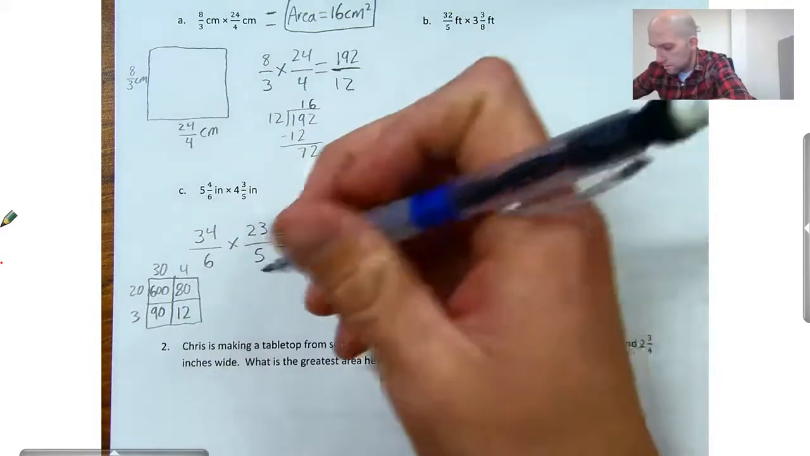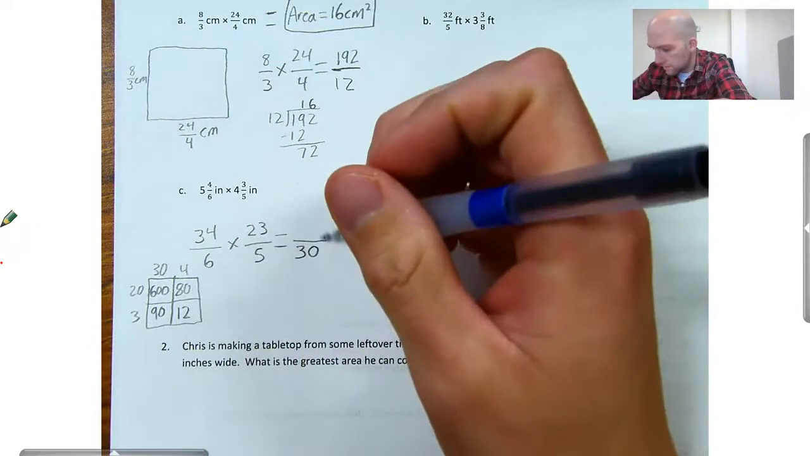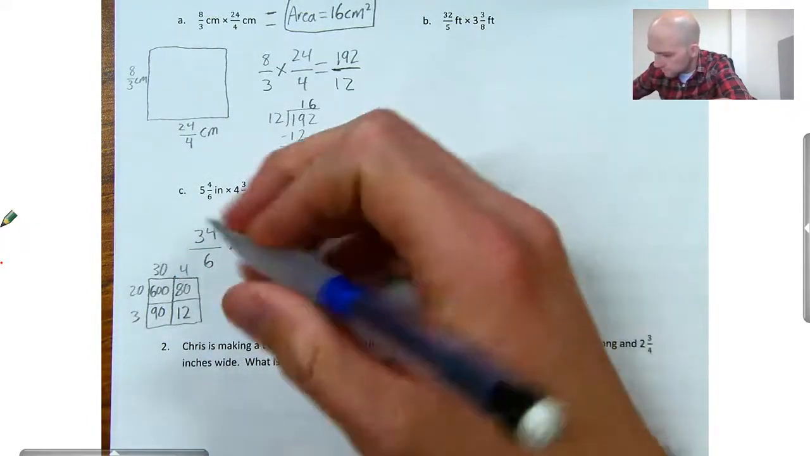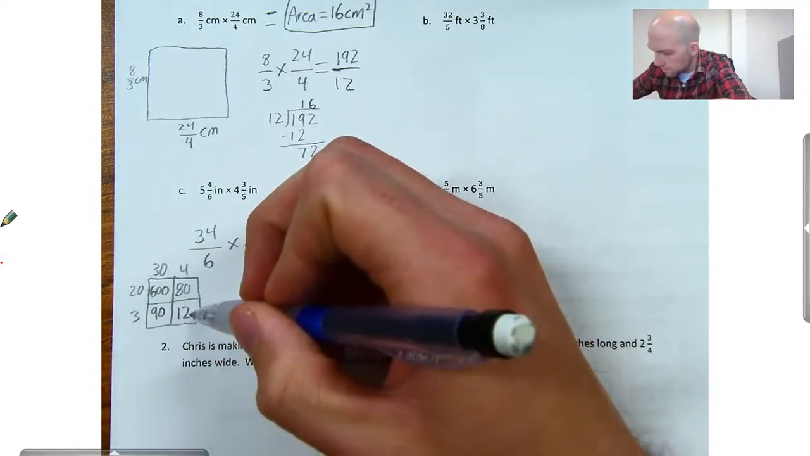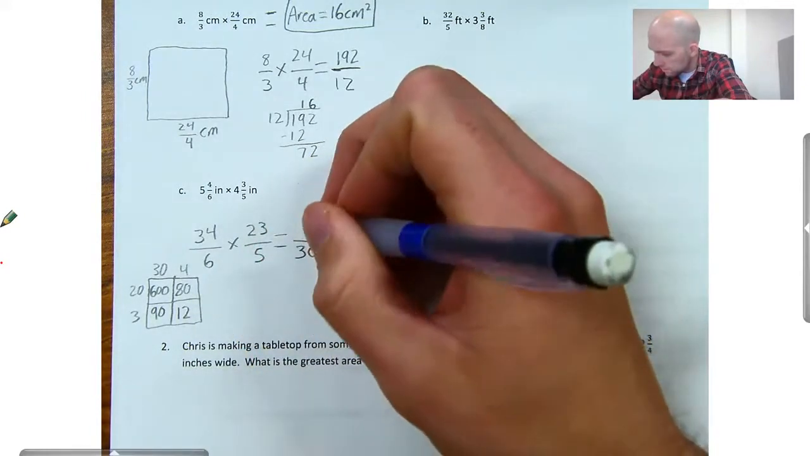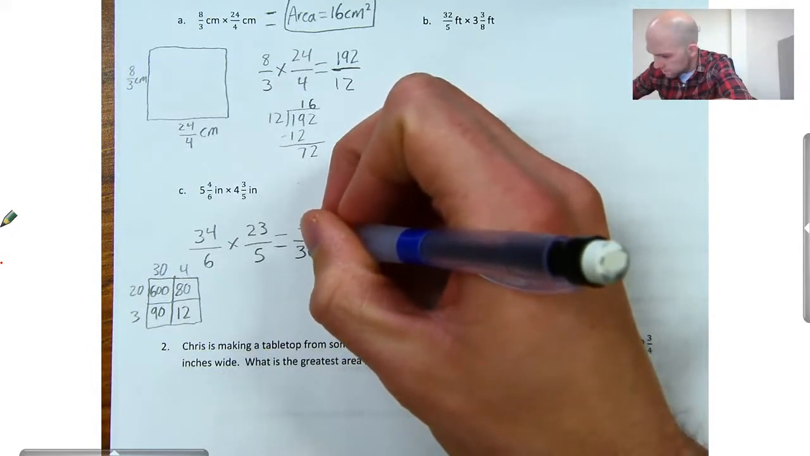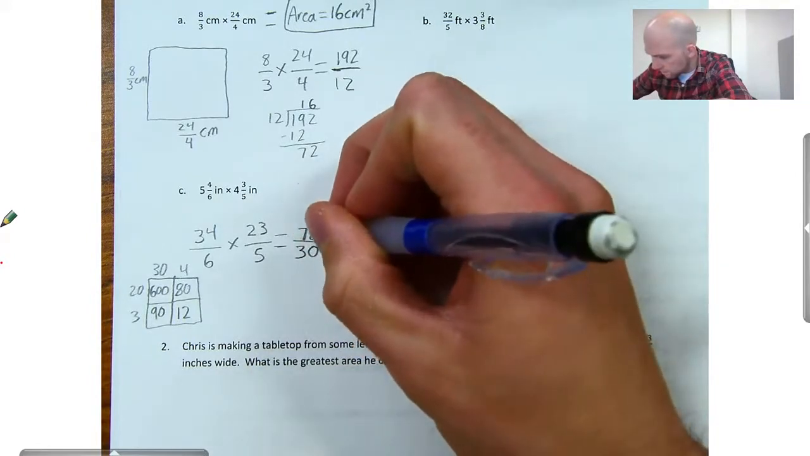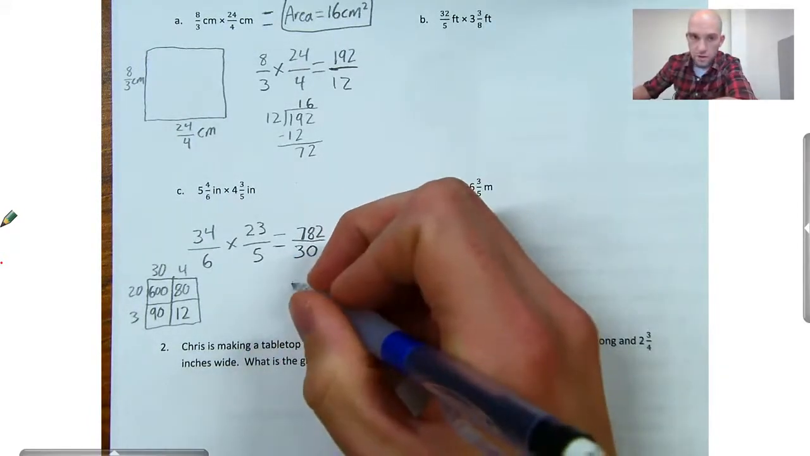So we'll have 690, 770, and we'll have 782. Divided by 30. So let's do our division here.